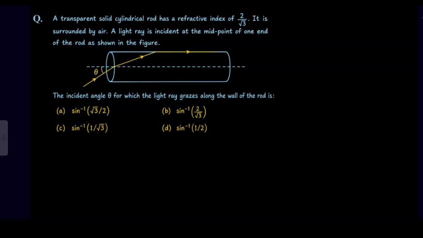A transparent solid cylindrical rod has a given refractive index. It is surrounded by air. A light ray is incident at the midpoint of one end of the rod, as shown. Find the incident angle theta by which the light ray grazes the wall of the rod.